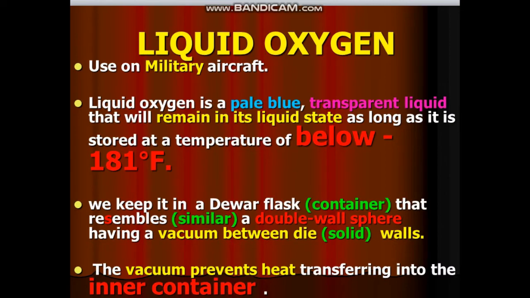Liquid oxygen is used on military aircraft. Liquid oxygen is a pale blue, transparent liquid that will remain in its liquid state as long as it is stored at a temperature below minus 181 Fahrenheit. We keep it in a dewar flask that resembles a double-wall sphere having a vacuum between the walls. The vacuum prevents heat from transferring into the inner container.